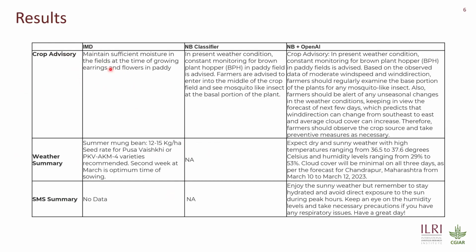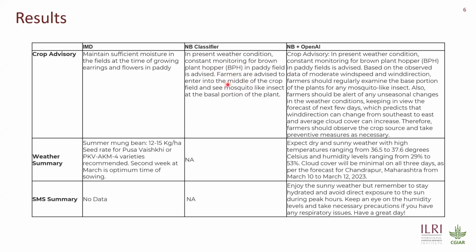It is a very simple advisory without containing much detail, but our naive Bayesian classifier, which basically was based on all the training data from the past, gave a slightly more comprehensive advisory. It didn't stop with asking the farmers to maintain sufficient moisture, but it also said, if your moisture goes down, there is a likelihood of a brown plant hopper disease in your paddy field. It also came up with some recommendation.